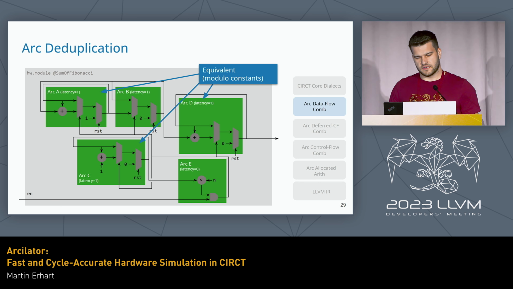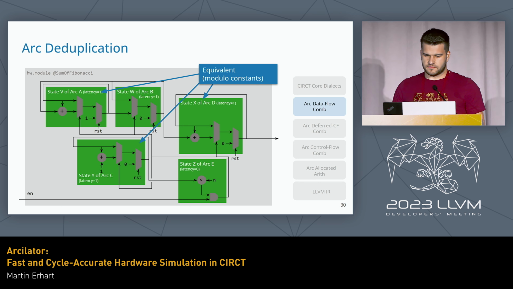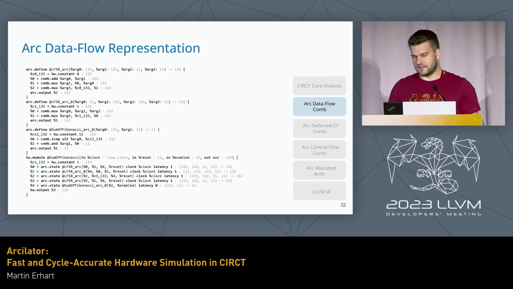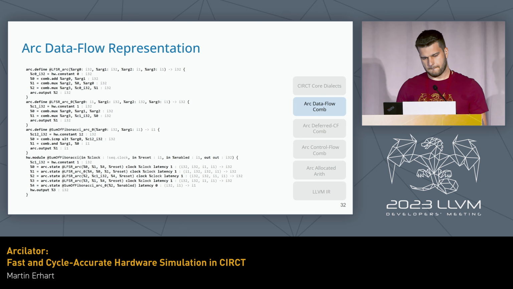So what we can do is we actually name the instantiations of those arcs. We call them states in that case. And then we do the dedupe, so we now only have arc A for all 3 of them. And that's how it looks like then in the textual IR. So you can see these 5 state operations on the bottom. Those represent those green boxes that we saw before. And these arc define operations on the top represent the contents of the green boxes.